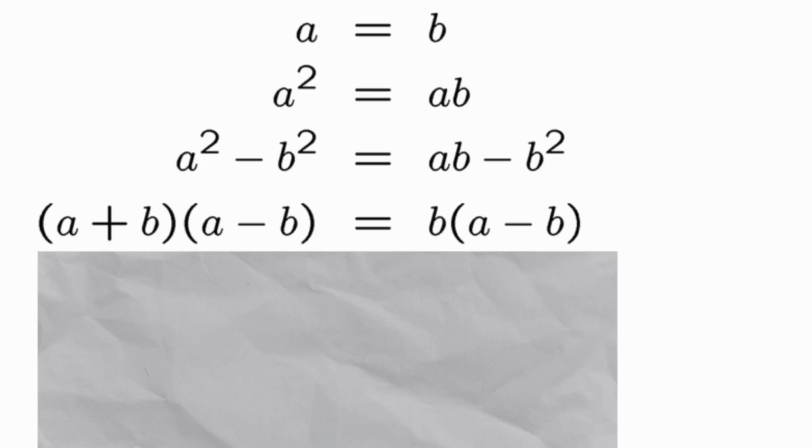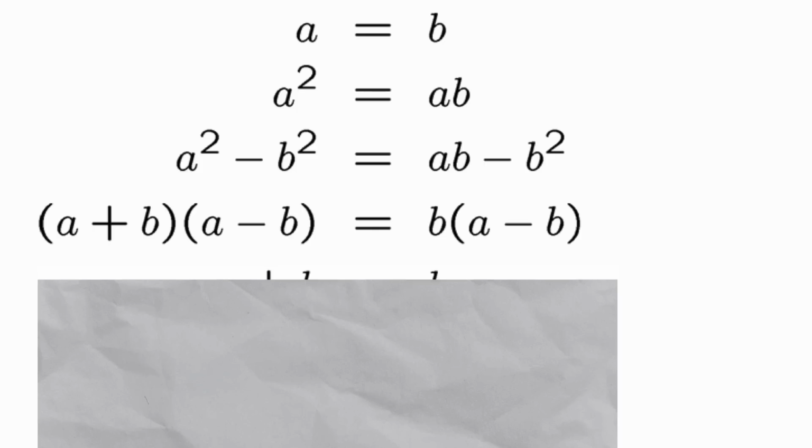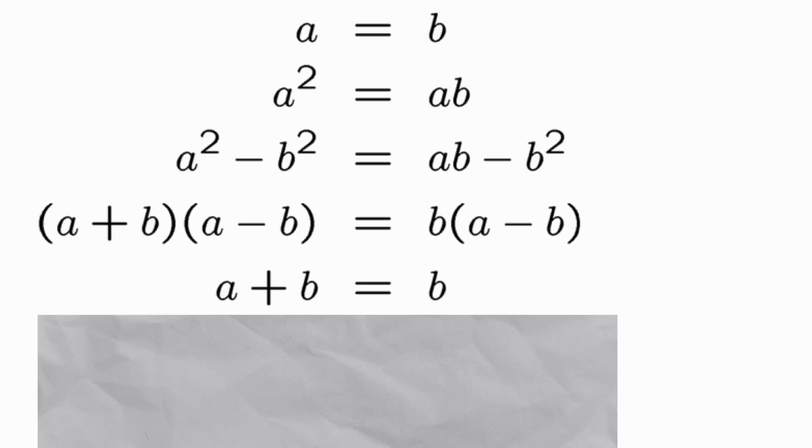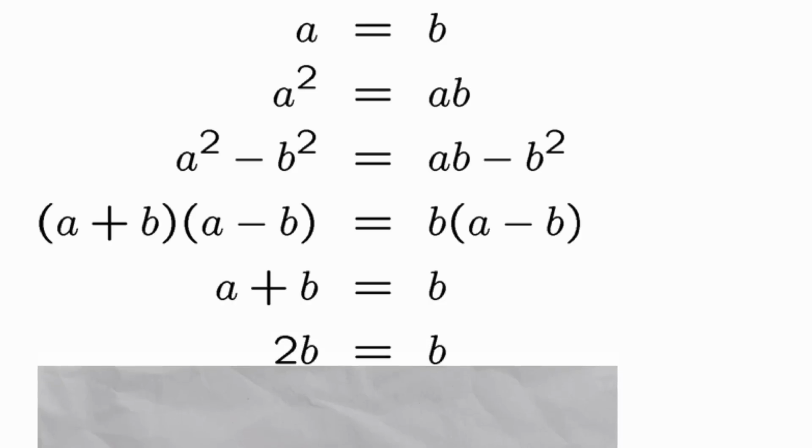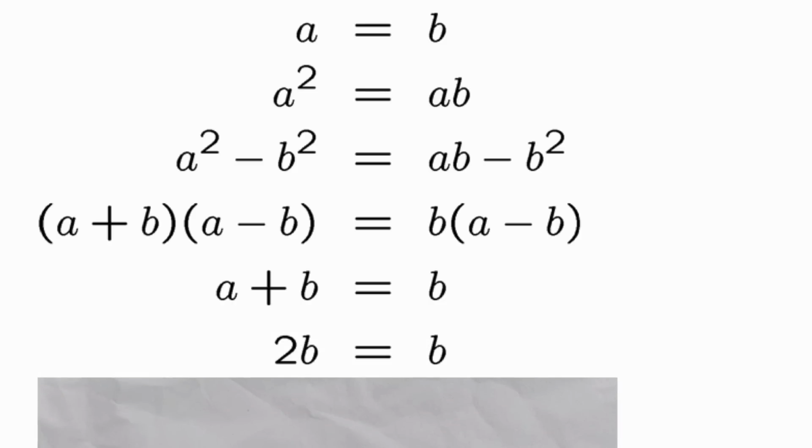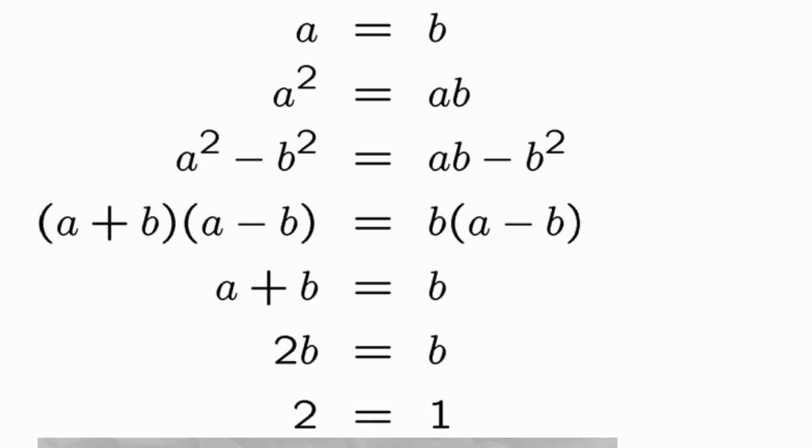Since we have a common factor on both sides of this equation, we can divide both sides by this a minus b factor. Now remember that a equals b, so we can just substitute b for the a term on the left, which gives us b plus b, which simplifies to 2b. Lastly, we can divide both sides by b, and we have now proven that 2 equals 1.